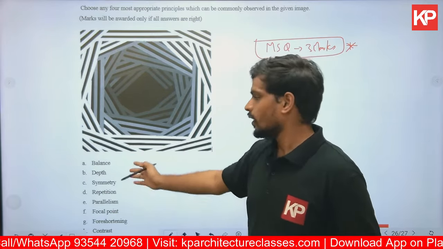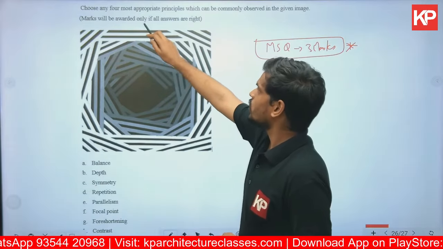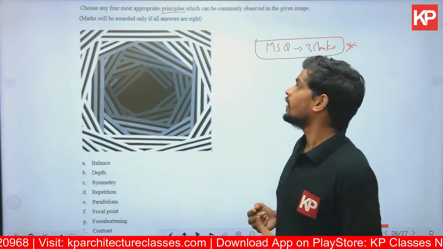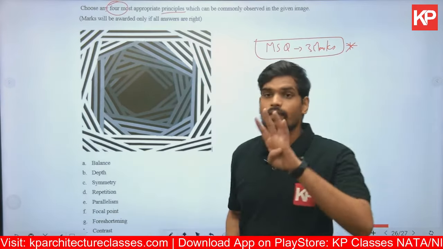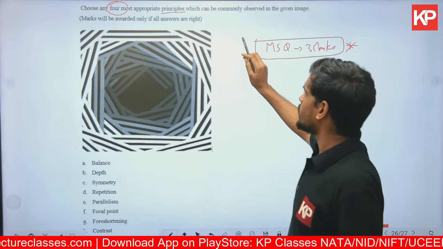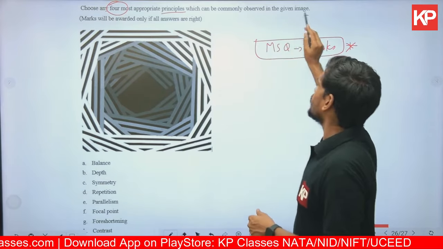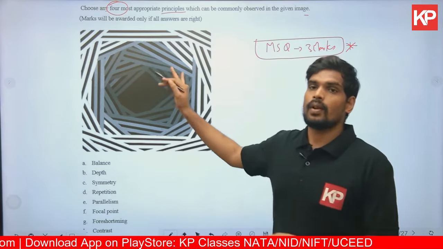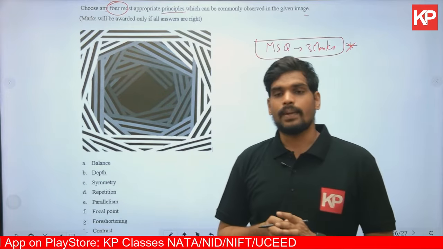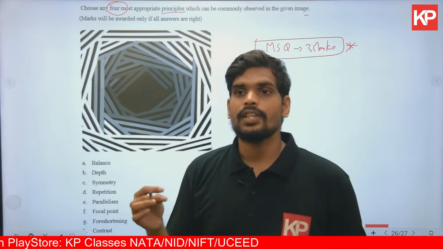There are 9 options. You have to select. Let us read the question. Choose any 4 most appropriate principles. So it's a question on principles of design. 4 most appropriate, so you have to select 4 answers, not 1 correct answer. Choose any 4 most appropriate principles which can be commonly observed in the given image. From this image, what are the 4 points you can observe? The best way to go about these MSQ questions is the elimination approach.